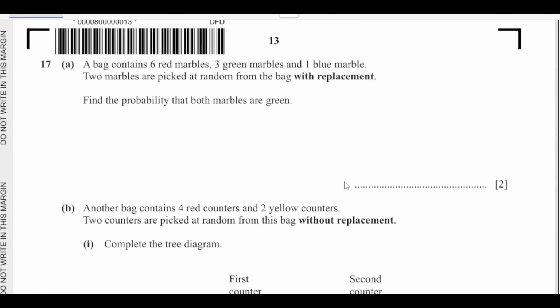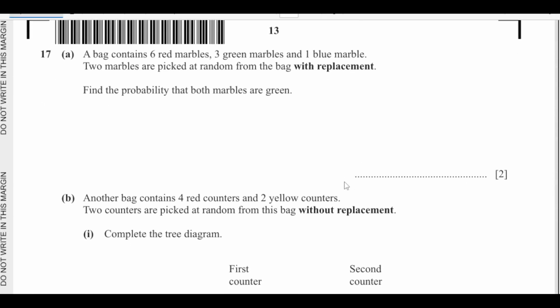Then we have here a question from probability. A bag contains 6 red marbles, 3 green marbles and 1 blue marble. 2 marbles are picked at random from the bag with replacement. You see this has been bolded here, so we must consider that. Find the probability that both marbles are green. So we have red, we have green and we have blue. So red is 6, green 3 and blue is 1, right?